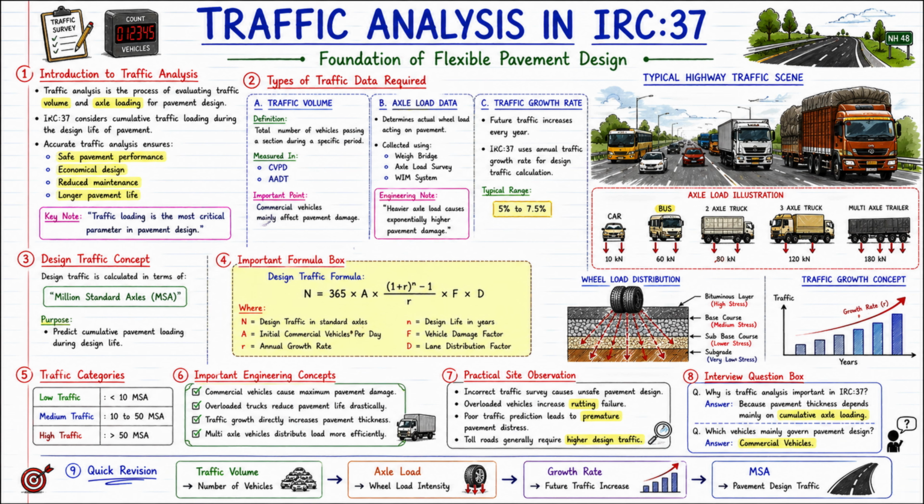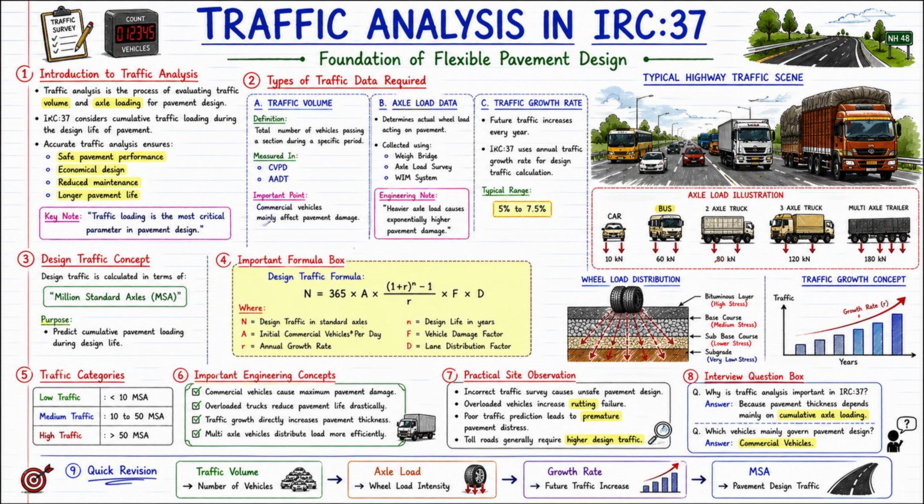Now understand the practical thing. Pavement damage is not caused by vehicle count, but more by axle load. One overloaded truck can do more pavement damage than hundreds of cars. Now look at the next point. IRC 37 considers cumulative traffic loading during the design life of the pavement. Now cumulative traffic is a very important term here, because pavement is not designed only for today's traffic. It is designed for future traffic for the next 15 years, 20 years or more.